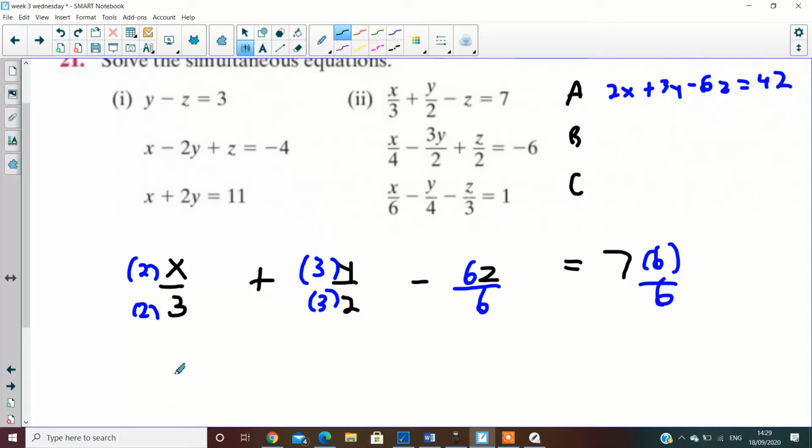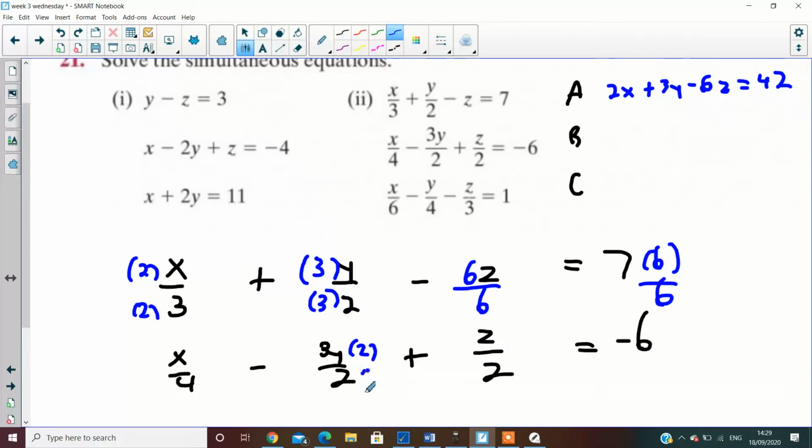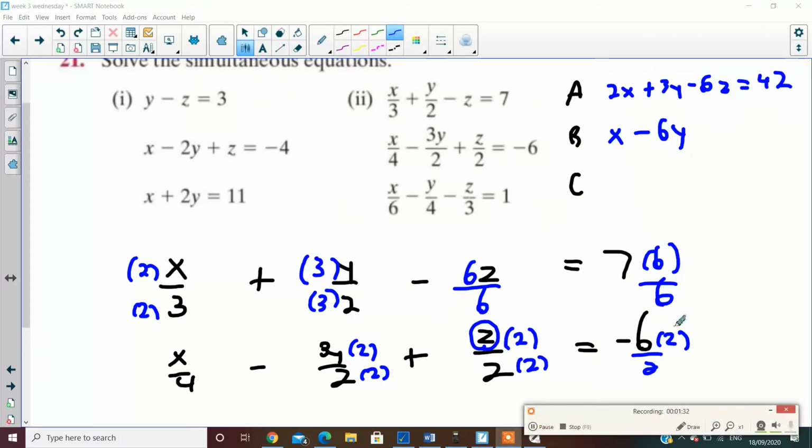Common denominator should be 4. Okay, so if it's not a 4, turn it into a 4. That's 2 top and bottom. That's going to be 2 top and bottom as well. That's a z, not a 2. And then 2 top and bottom as well. So what do we get here? X minus 6y. And then what else do we have?